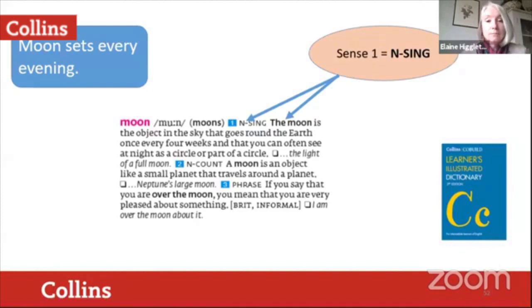So the answer is here, the moon. Yep, we need a definite article before it. Yes. And how do we know that? Because we just have one single moon. Because it's labelled noun singular. And what else? Use mentioned in the dictionary. Yes. And you can see from the definition, the moon is the object in the sky that goes round the earth. So we really need students to be using this information.